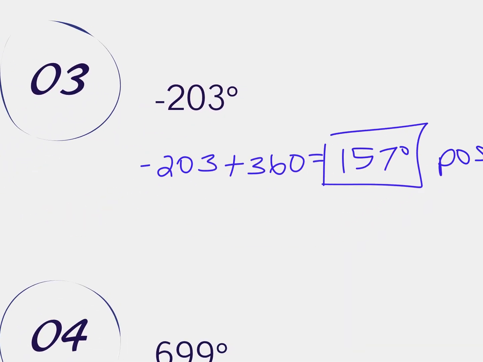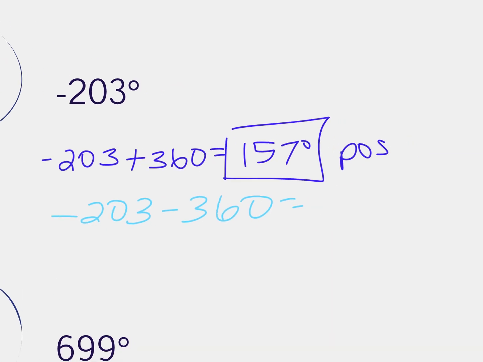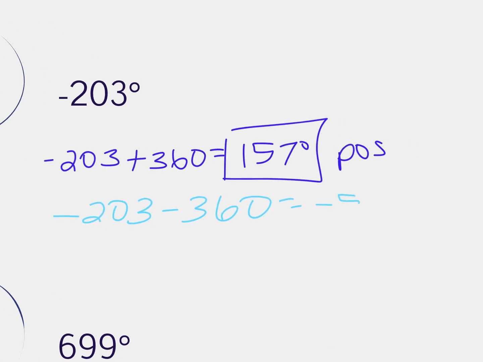So now I'm going to take negative 203, and I'm going to do what? Now I'm going to subtract 360. So when I take negative 203 and I subtract 360, what do you guys get? Negative 563 degrees. Is that a negative? Yes. Did you go one whole circle? Yes. There you go.